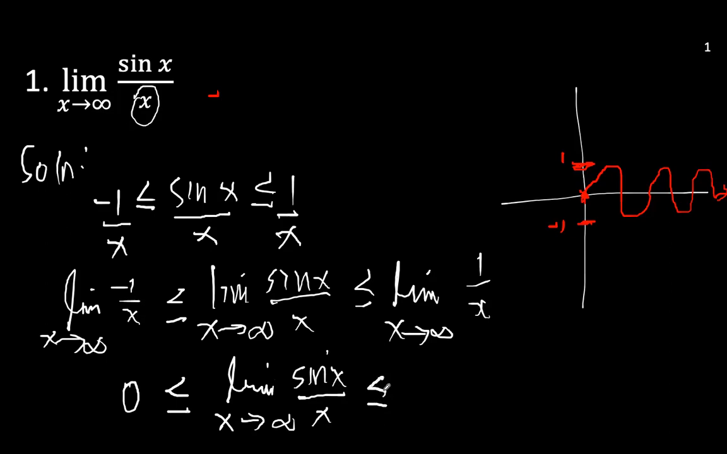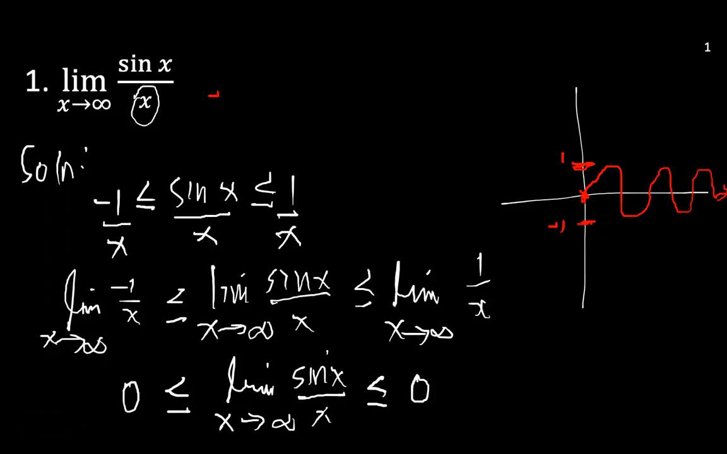And also, let's take the limit of the right-hand side of the inequality. What is the limit of 1 over x as x approaches infinity? Same thing with the left-hand side. As the value of x increases, the value of the fraction 1 over x is decreasing, and it approaches 0.